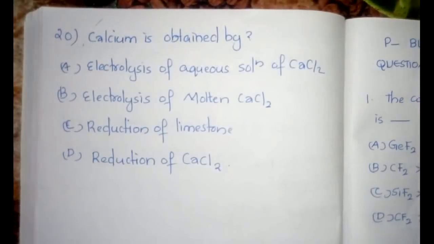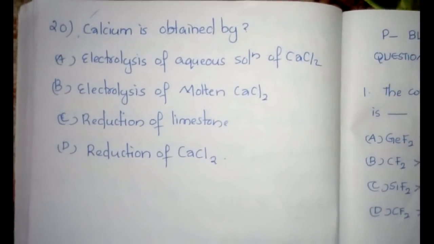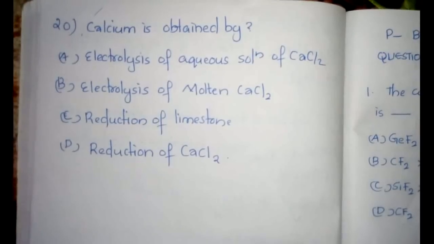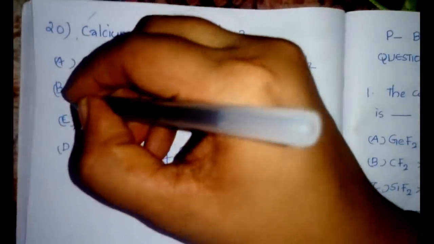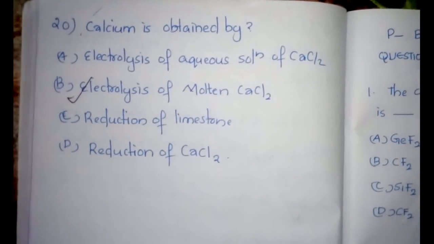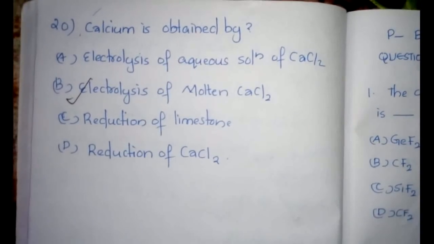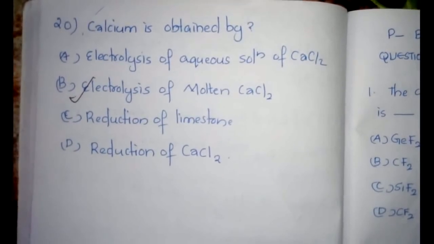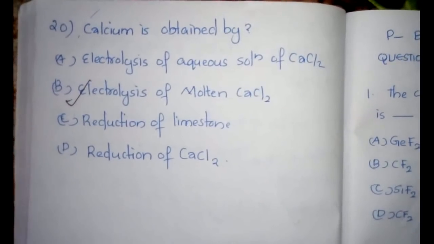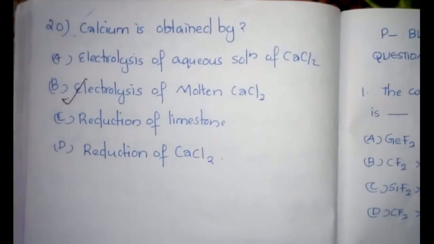Now we will go to the final question of the day. This is a well-known question. Here they are asking, calcium is obtained by which of the following processes, and the option which is correct is option B. Electrolysis of molten calcium chloride will always result in the formation of calcium. We have already learned this, that the electrolysis of molten CaCl2 will be giving the calcium.